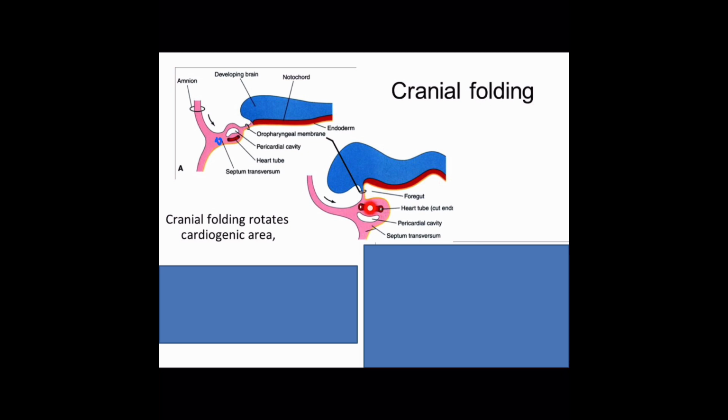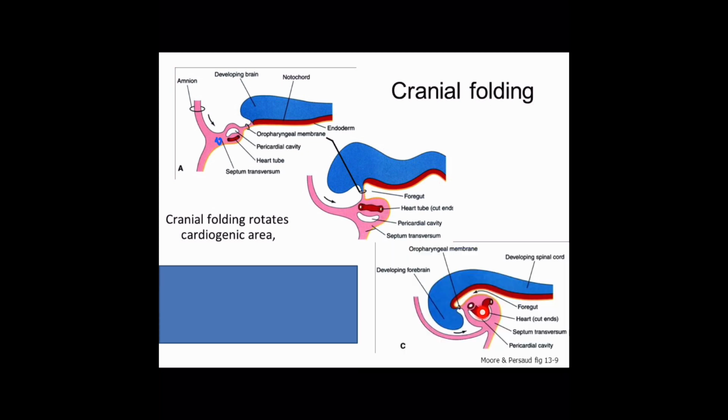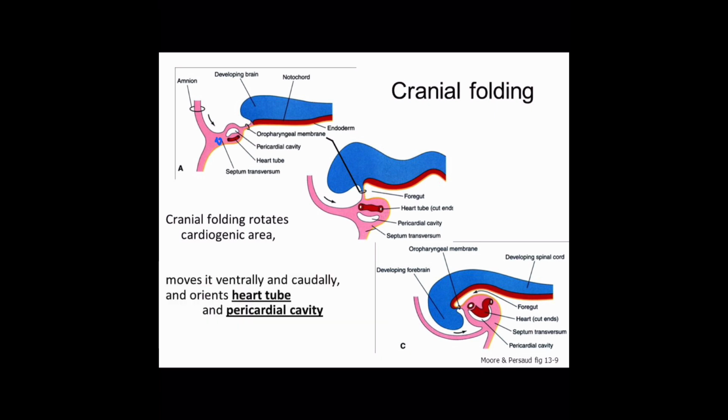As development proceeds with the formation of the head fold, see what will happen. The cranial folding rotates the cardiogenic area, and it moves ventrally and caudally and orients the heart tube and the pericardial cavity. Initially two heart tubes are formed, but with the formation of lateral folds, these heart tubes will fuse with each other.